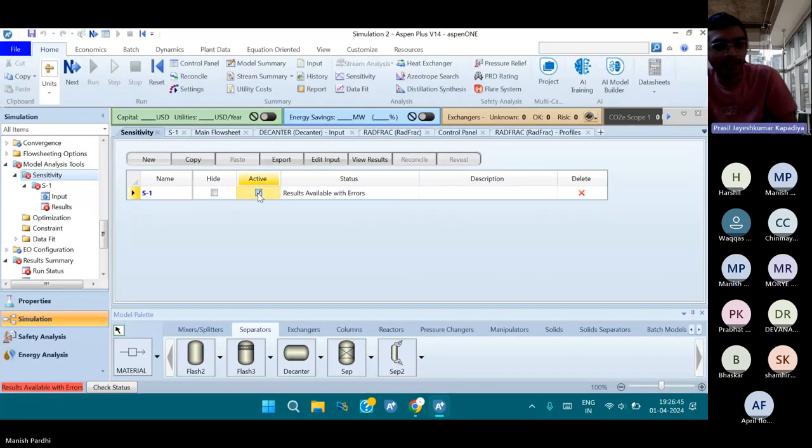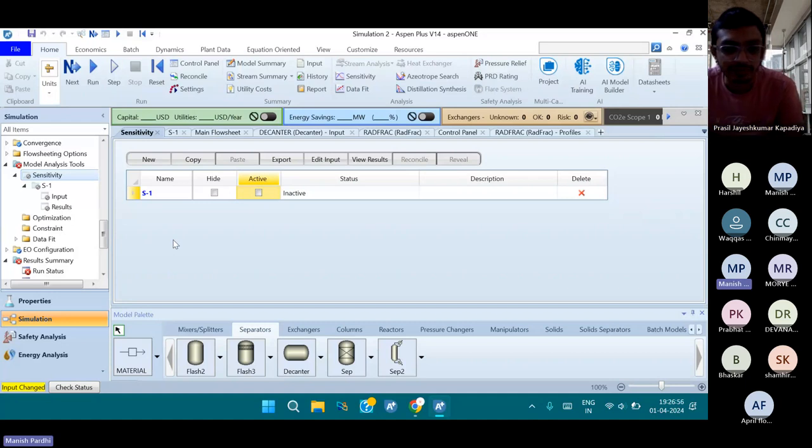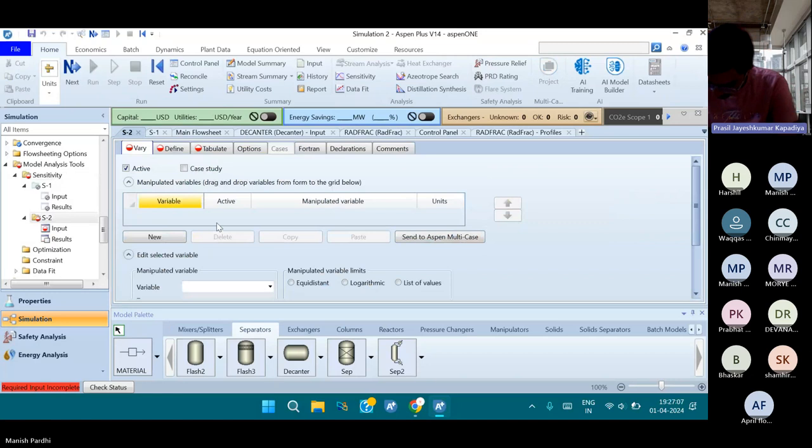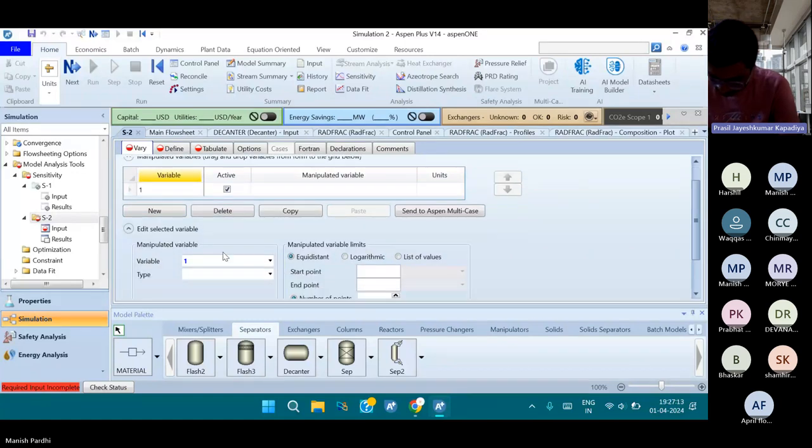Okay, so let's do one thing. Keep this inactive and let's go for a new analysis. Okay, so here a minimum of 55 stages are required. Choose new. Yeah, there only, click new. So what can we play with in the distillation column? We have the number of stages that we can't play with. Then okay, we can play with reflux ratio, but I'm not sure if it will work or not.